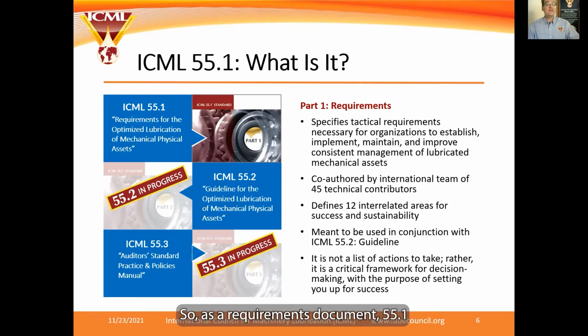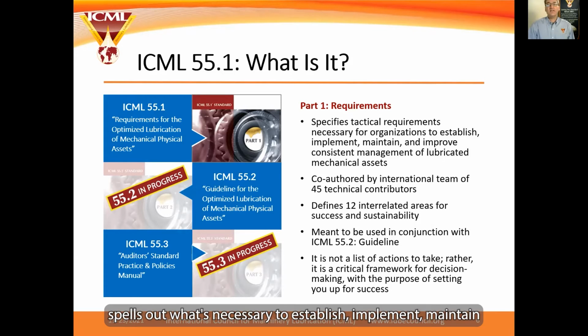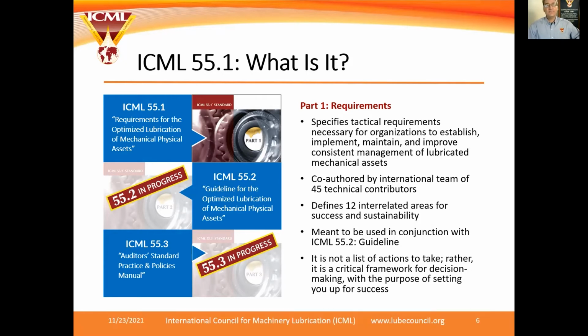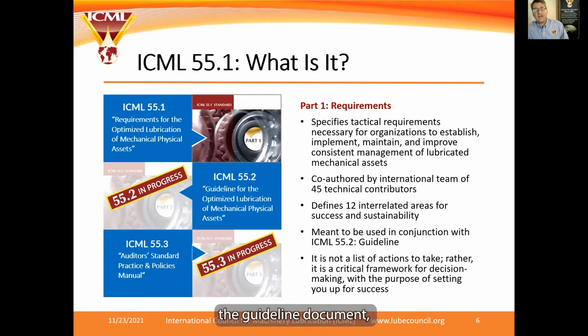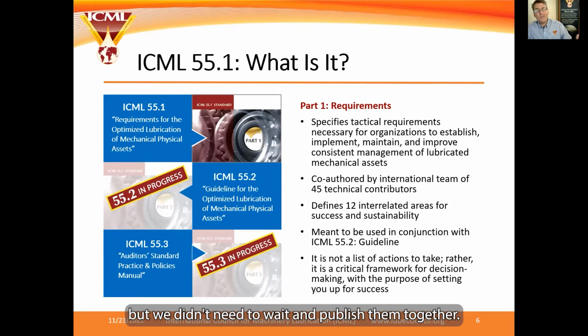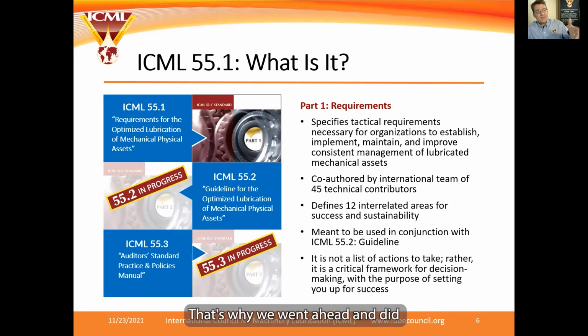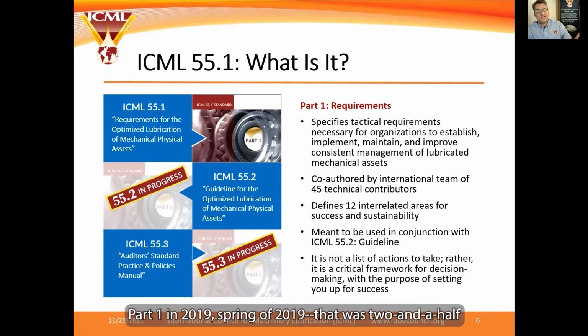So as a requirements document, 55.1 spells out what's necessary to establish, implement, maintain, and improve consistent management of the lubricated mechanical assets. Like I said, it was co-authored by a team of 45 people, but most importantly, it defines the 12 areas that are necessary for a successful, sustainable program. Now, it's meant to be used in conjunction with 55.2, the guideline document, but we didn't need to wait and publish them together. That's why we went ahead and did part 1 in spring of 2019. It was 2.5 years ago already.